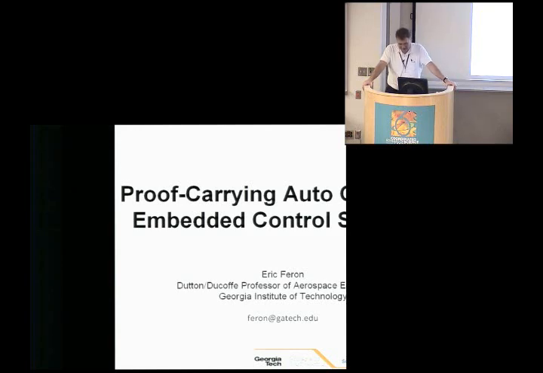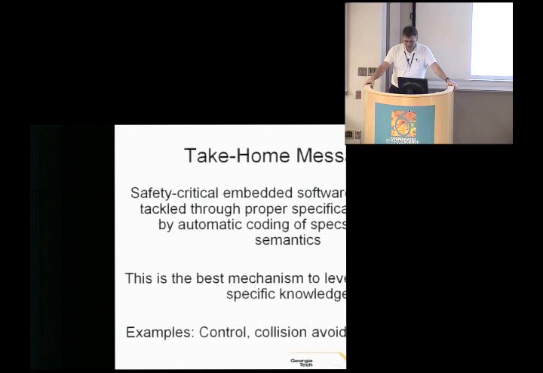So, yes, I want to talk about a very traditional topic, autocoding, for control software, but with a twist, which is let's add the proofs into it. Safety critical embedded software, that's how it's called outside the controls community, is best designed through a proper specification followed by automatic coding of specification and their semantics.